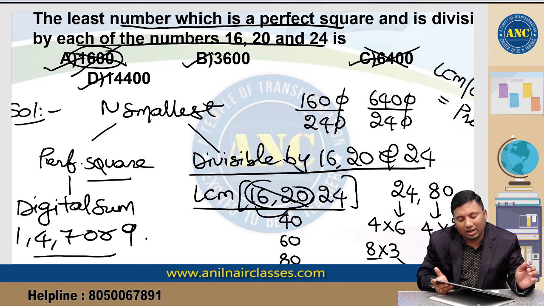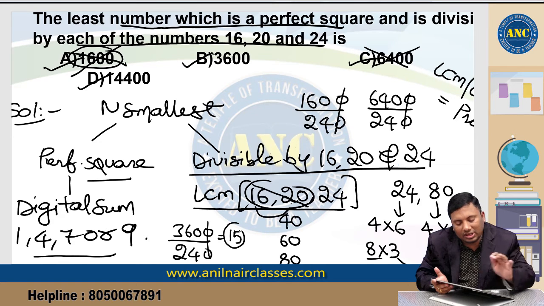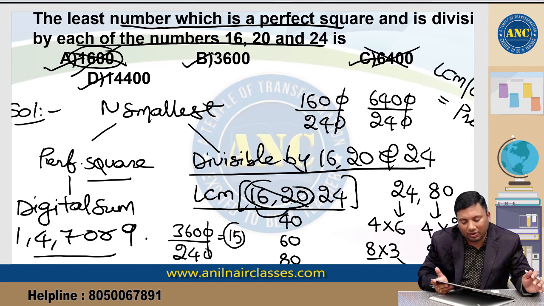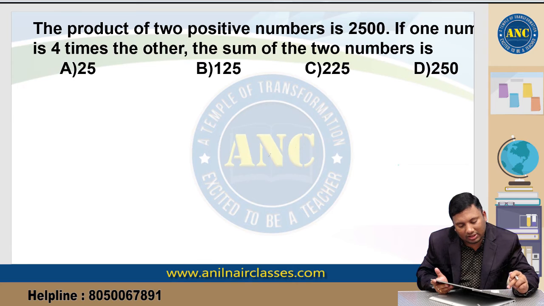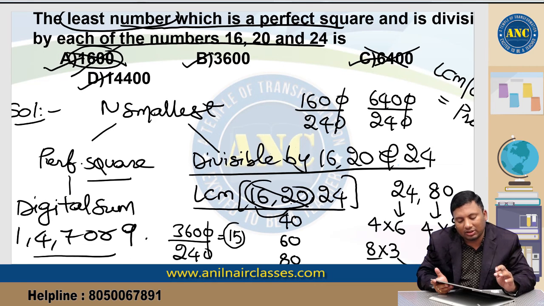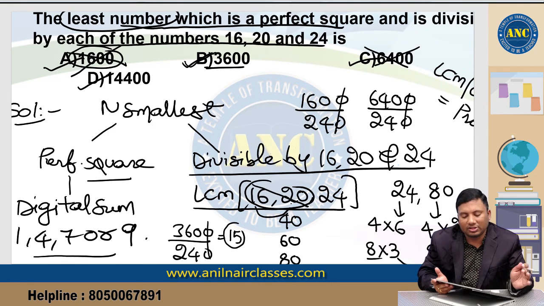We are stuck between 3600 and 14400. Now if you see, 3600 is divisible by 240, 24 ones are 24, it is 15. 14400 is also divisible by 240. Now check which one the question asks for: the smallest number. Among these four, the smallest number is 3600.